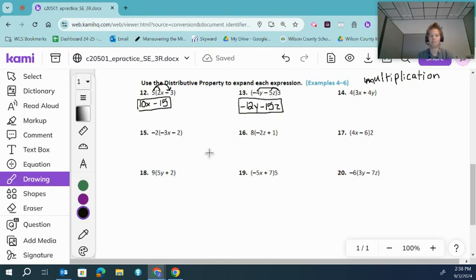Let's come down and take a look at 15. We have negative 2 in front. That means negative 2 is being distributed to everything inside the parentheses. So negative 2 times negative 3x, we would get positive 6x. Negative 2 times negative 2 is positive 4.